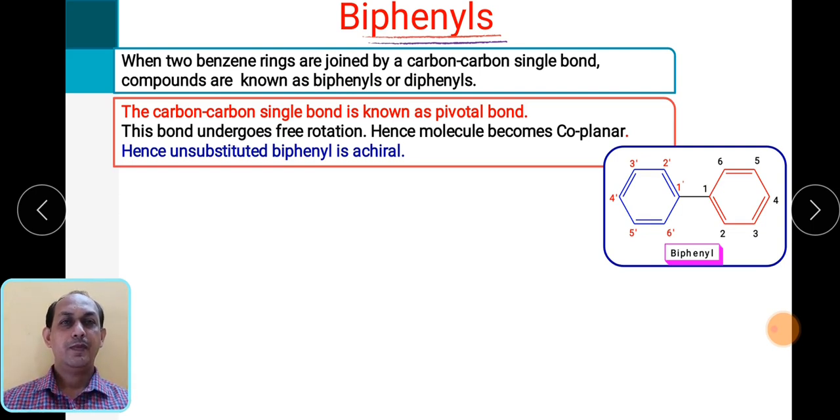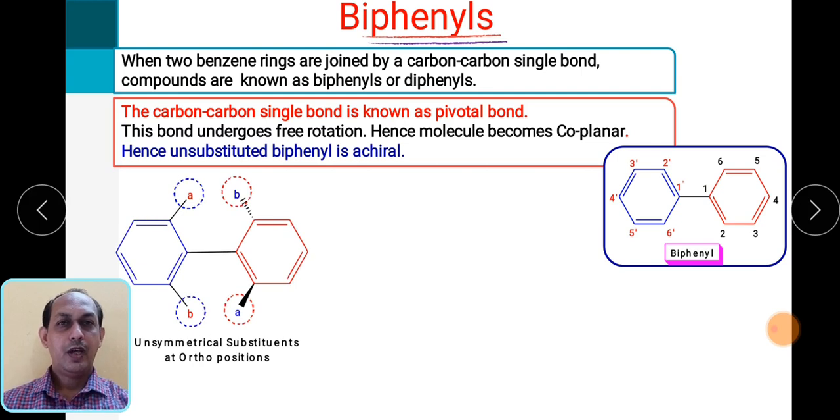Hence, unsubstituted biphenyl means when there is no substituent present in the benzene rings, that is in the plain biphenyl systems, it is achiral, because this particular structure and its mirror image will get superimposed. So the moment you have the superimposable mirror images, you will lose the chirality. So such structures are achiral. Okay, for planar system where you will not have observed any substituent present.